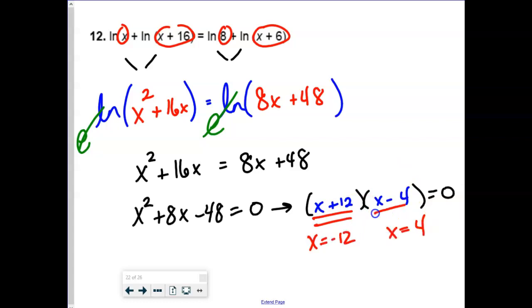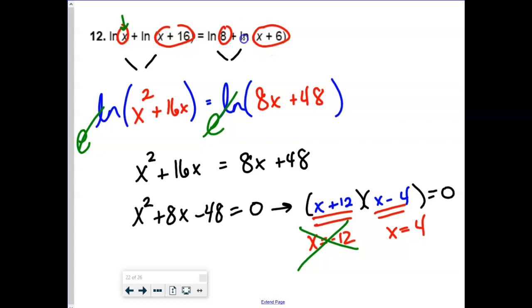And right away, Adam told me no. Who are you saying no to? The negative 12 won't work because, boom, right there. If you try to plug in a negative 12, already you got a problem. Now, even though 4 is positive, guys, you still want to go through and make sure it works for all the logarithms. A 4 is good here, it becomes a 20 here, and it becomes a 10 here.